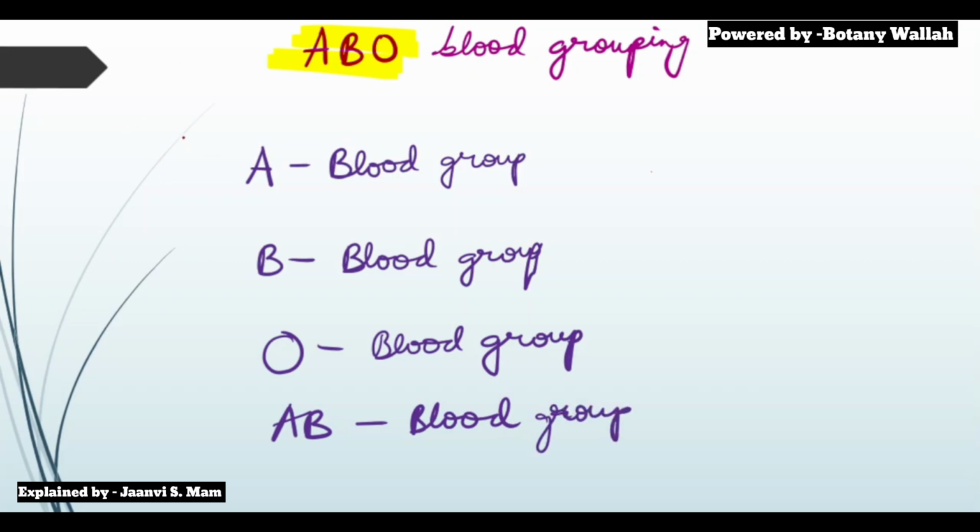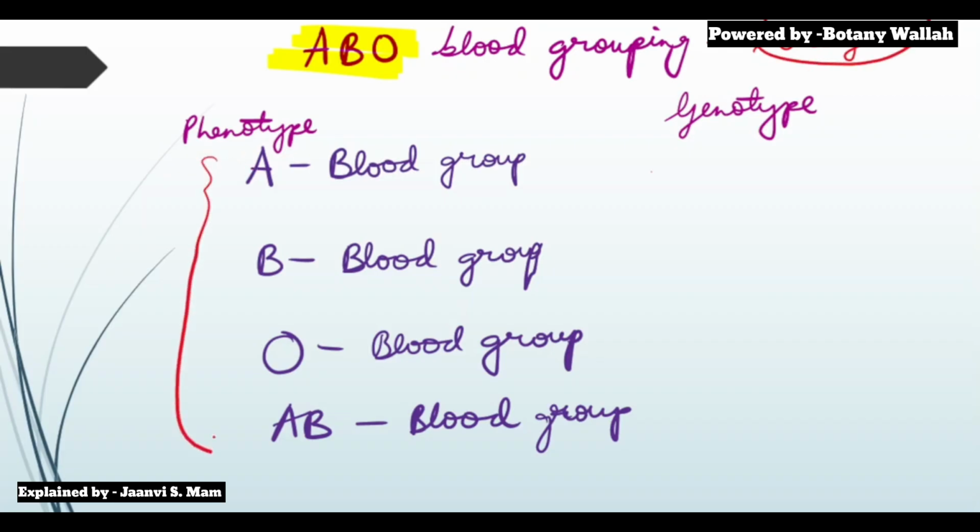But what if I want to know the genotype? So let's know the genotype of these blood groups. There is only one gene for blood grouping, one gene, but there will be multiple alleles. Okay, there will be what? Multiple alleles for it. Likewise, in genotype for this, you can write I raised to A, I raised to A.